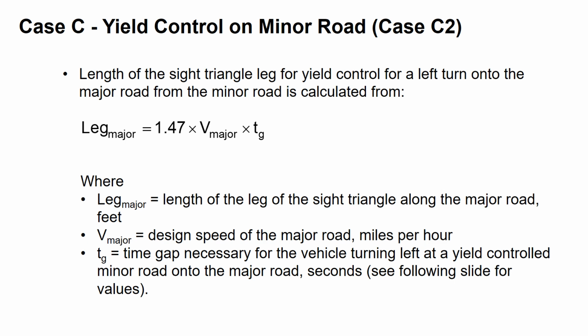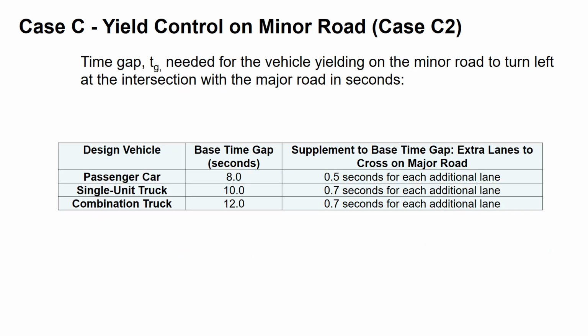For the major leg length, it's 1.47 times the design speed of the major road times the time gap. And again, 8, 10, and 12 is going to be our base time gap for passenger car, single unit truck, and combination truck, respectively. And if there are extra lanes, we're going to add 0.5 seconds for each additional lane if we're evaluating a passenger car, and then 0.7 seconds for each additional lane if it's a truck.